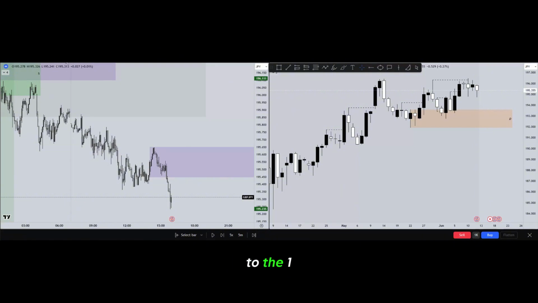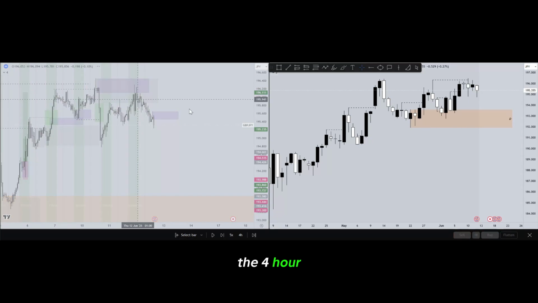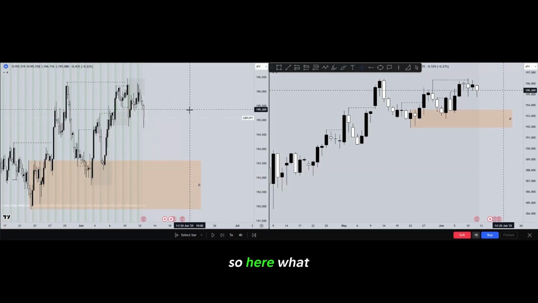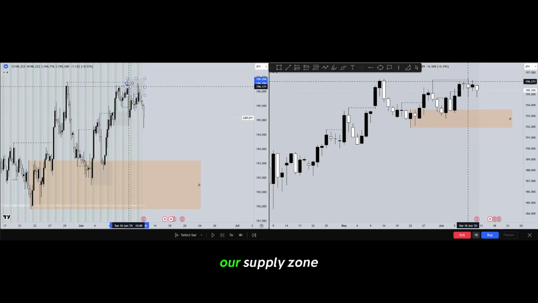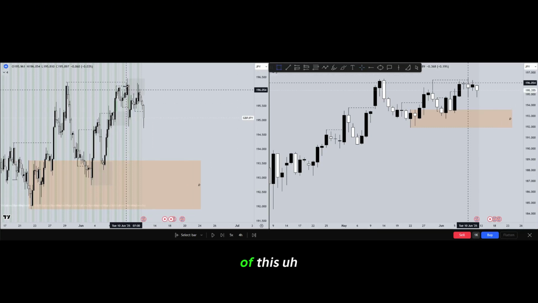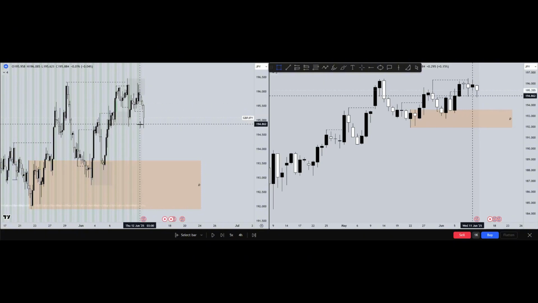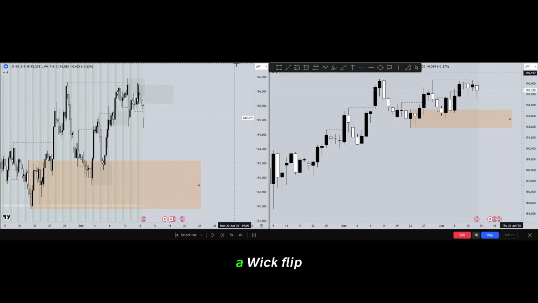Now going back to the 1-hour zone, going back to the 4-hour. By the way, here you can see what the price did. So when price mitigates this 4-hour supply zone, it shifted to bearish again, which is the follow through of this internal trend continuation. Now this is the 4-hour supply zone. We have, by the way, a flip supply zone here, which is a weak flip.